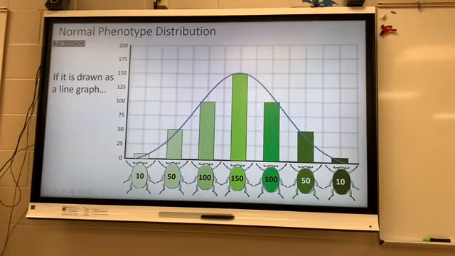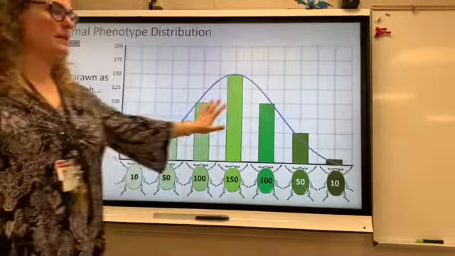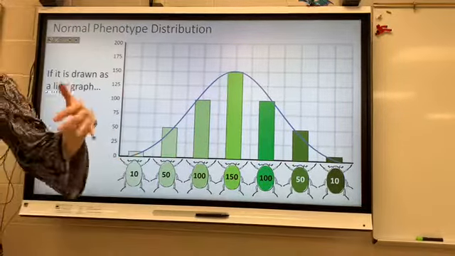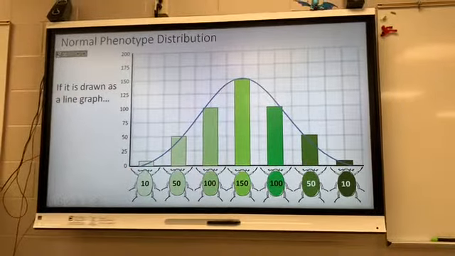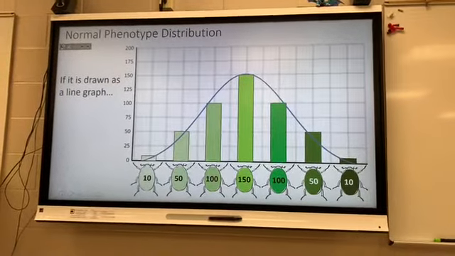Now, if there's a change in the population, this is a population with normal distribution. What if there's a change? What if there's a change in the environment that causes a change in that population?